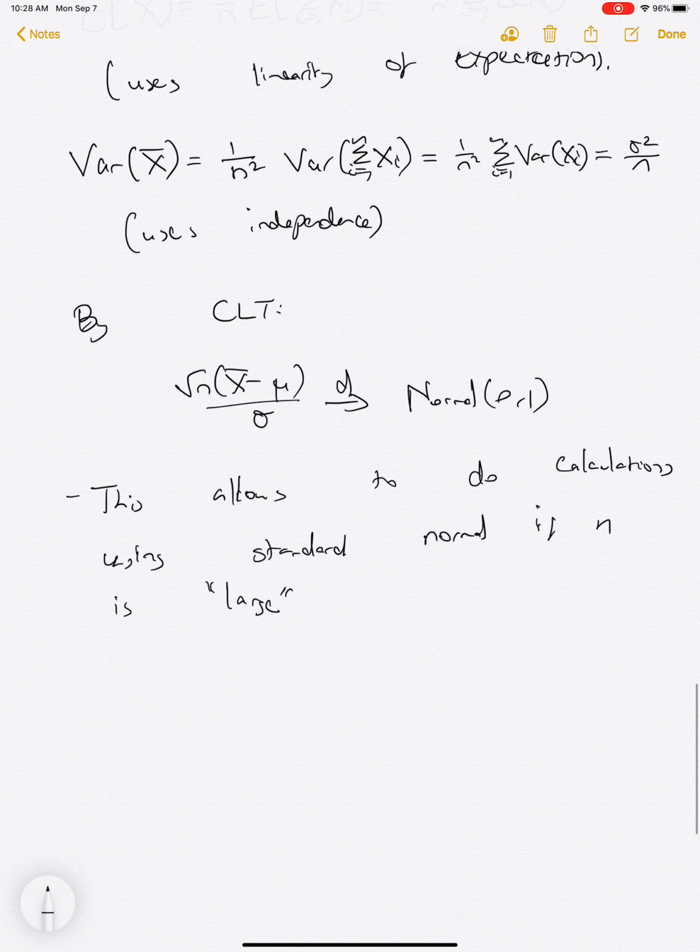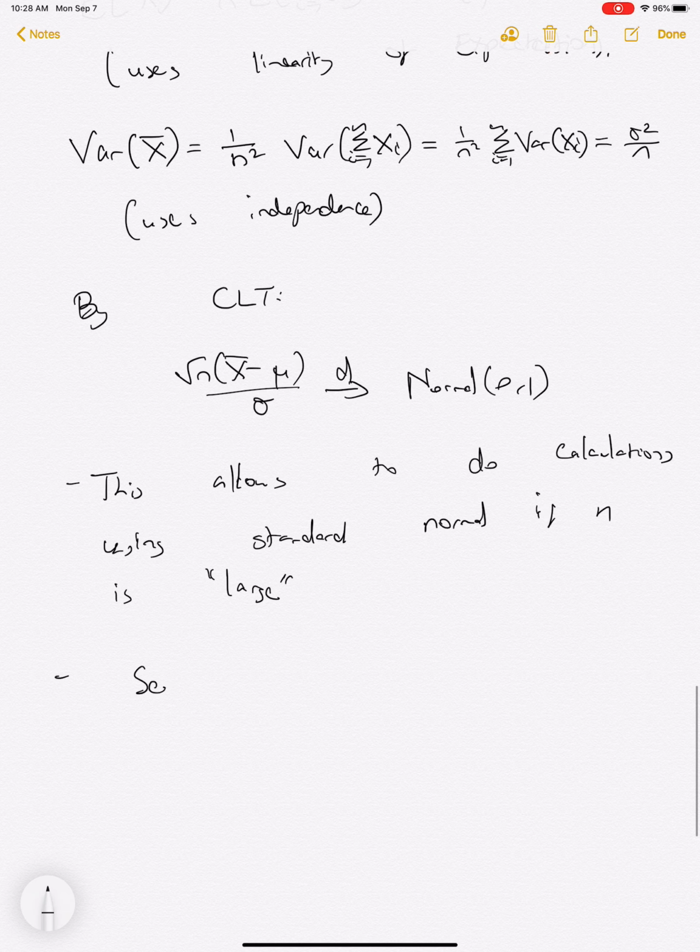And as I mentioned, you can go back and see the voting example, and we certainly use these calculations throughout.